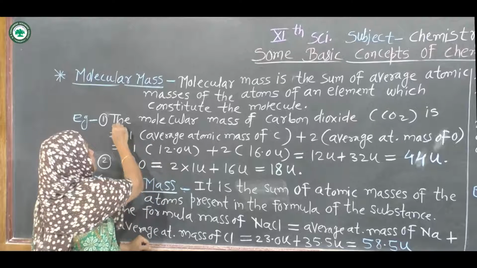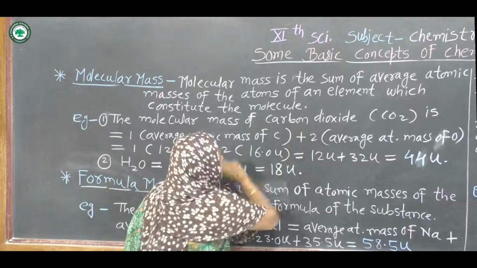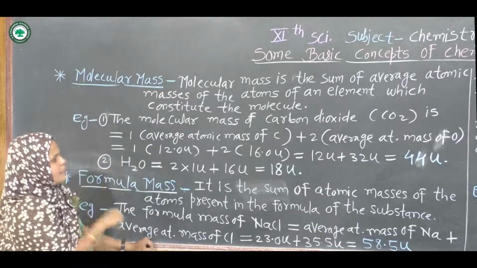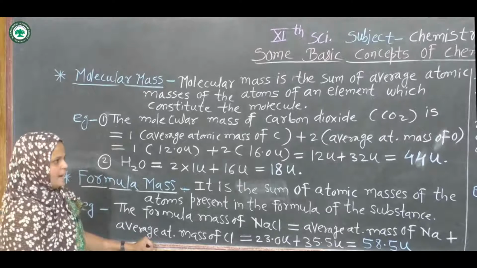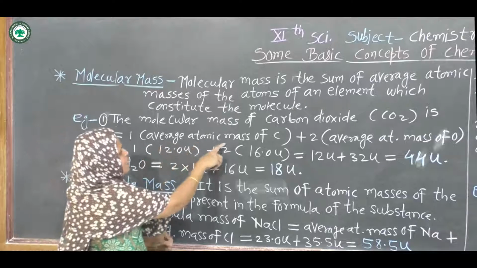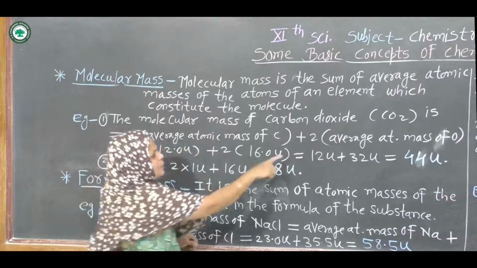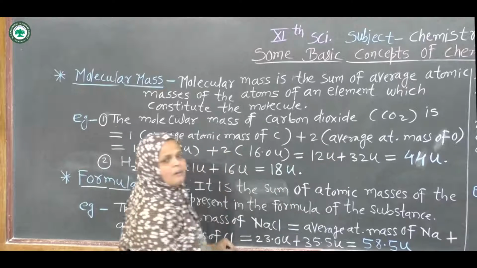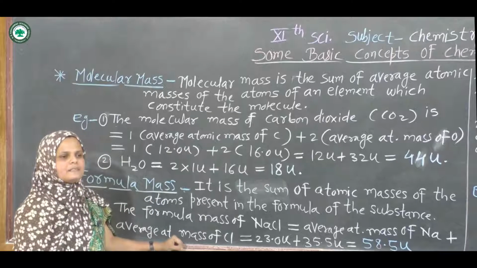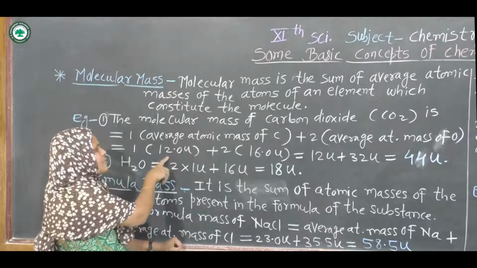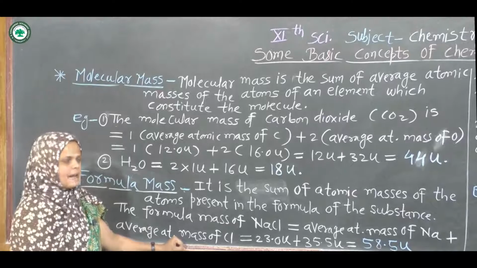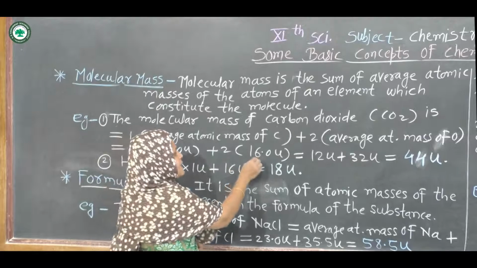We see here the molecular mass of carbon dioxide. In carbon dioxide, there is 1 carbon atom and 2 oxygen atoms. So it is equal to 1 into the average atomic mass of carbon plus 2 into the average atomic mass of oxygen. We know that carbon has atomic number 6 and average atomic mass 12. Oxygen has atomic number 8 and atomic mass 16.